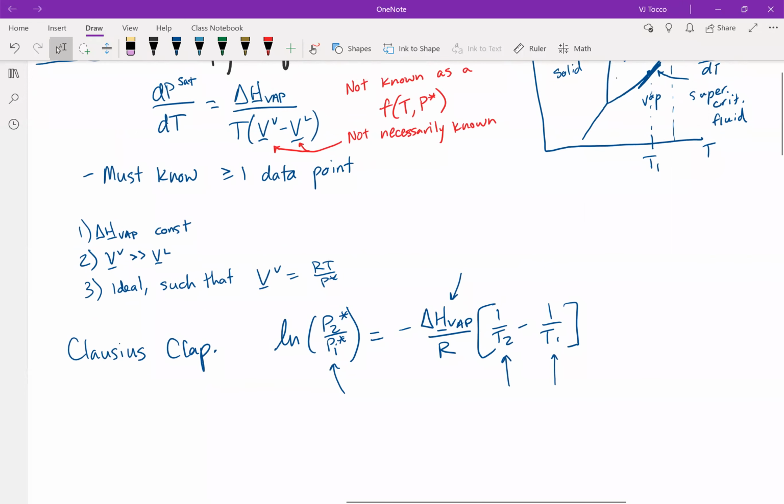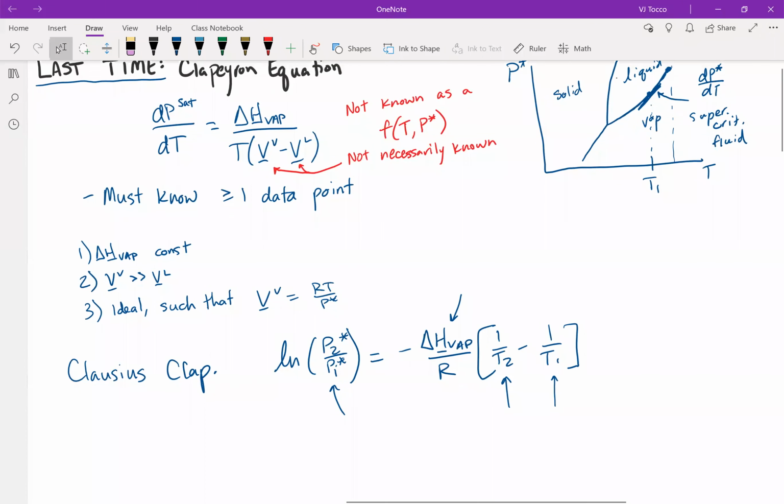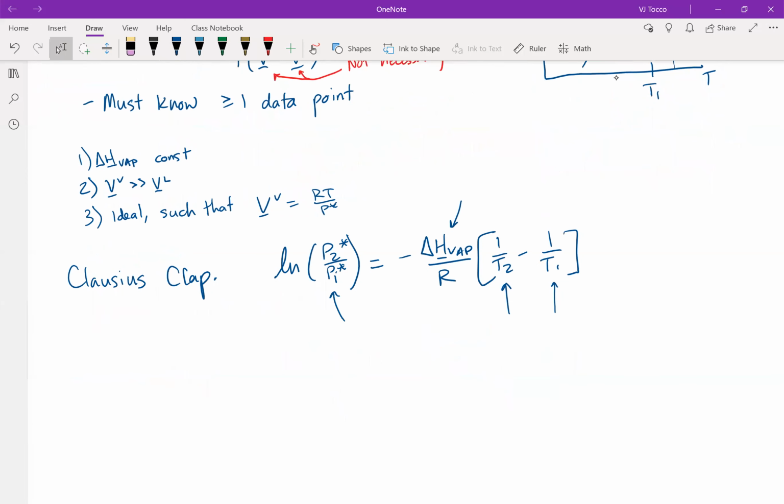In that case, you would have to go back to the original Clapeyron equation, and you would not be able to pull this delta H vaporization out of the integral, and necessarily you wouldn't be able to make any simplification. So what should we do then? So I'm going to start back with the regular Clapeyron equation.